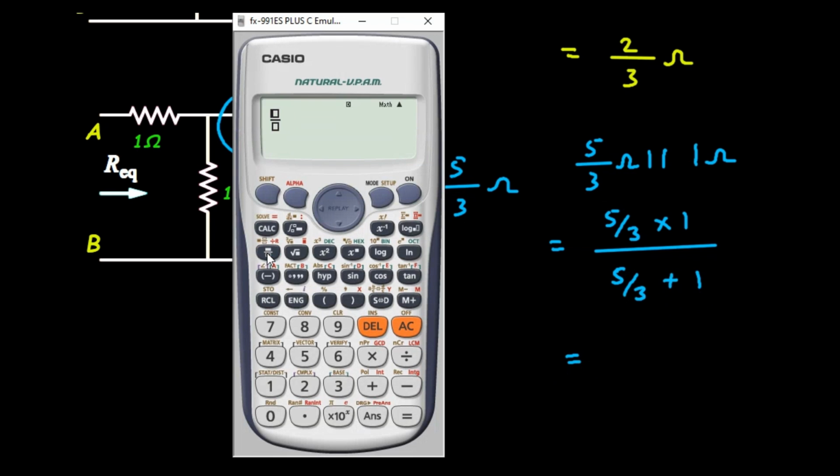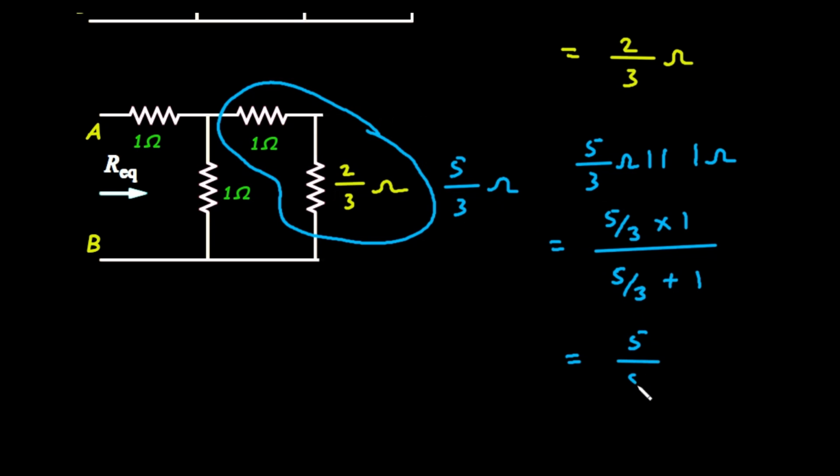So let's solve this. We are keeping this fraction value to get the precise answer. So 5 by 3 into 1 divided by 5 by 3 plus 1. So it is 5 by 8, 5 divided by 8 ohm. So now we can replace these 3 resistances with 5 by 8 ohm resistance.